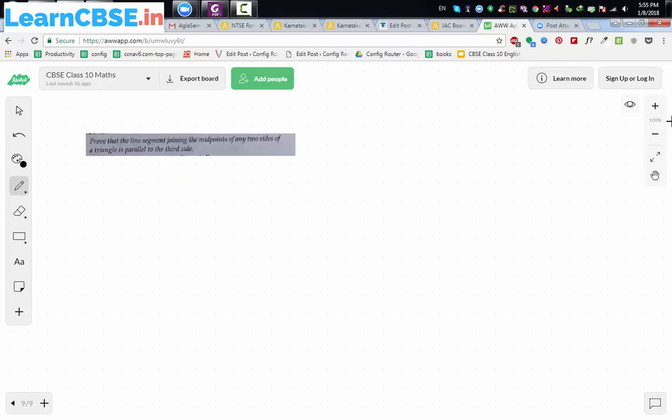So what it says is, if I have a triangle, say triangle ABC, and we know the midpoints of the sides. This is the midpoint, this is D, and this is E, the midpoint. These two are equal. If I join DE, this DE will be parallel to BC and DE will be half of BC. So let's try to prove it.